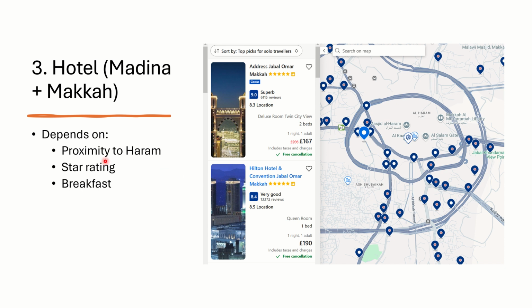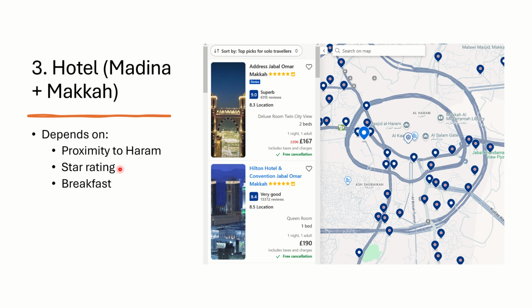The price mainly depends on the proximity to Haram. When I say Haram, it includes Masjidul Haram in Makkah and also Masjid Nabawi. Both are called Haram, so how close your hotel is to them, whether it is in walking distance or far, really varies the cost. The second thing which varies the cost is the star rating, whether it's a 5-star, 4-star or 3-star.